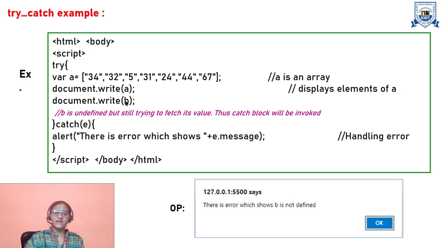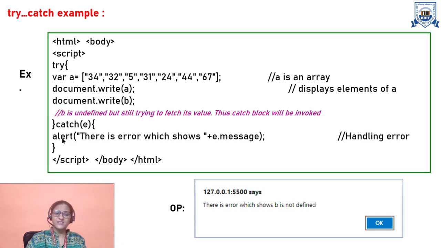But as soon as we try to display the value of b, as b is undefined and still we are trying to fetch its value, what will happen? The catch block will be invoked, because in the try it found a is okay, but it didn't find b, so it passed the exception to the catch block. And with the help of the object e, whatever exception has been passed, it has received in this object e.